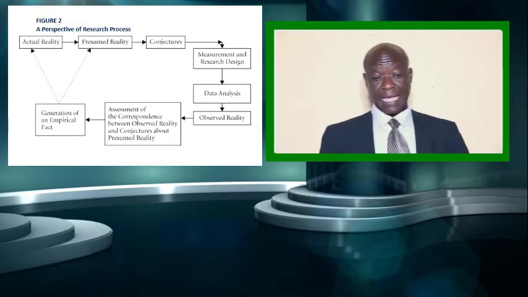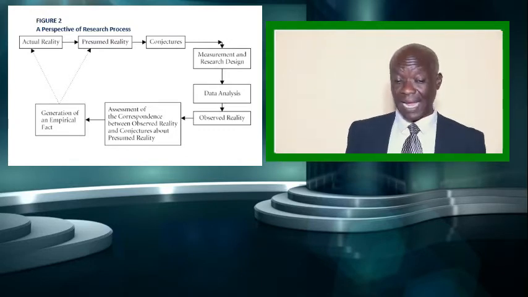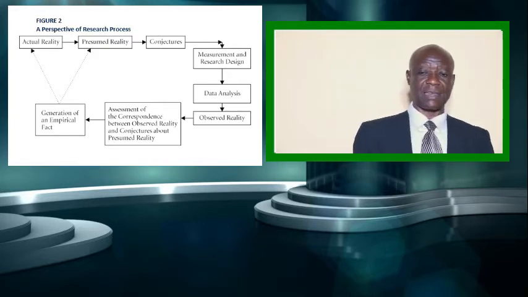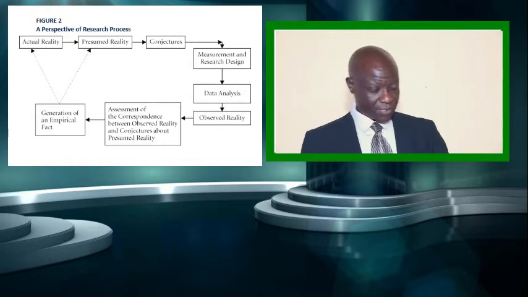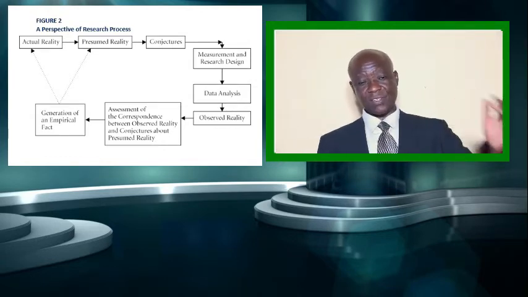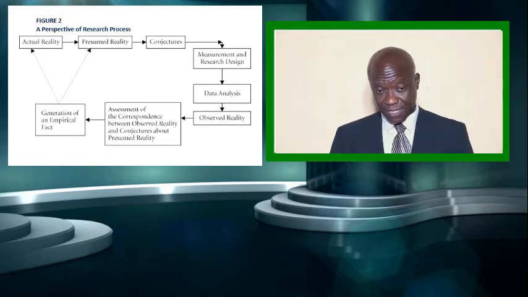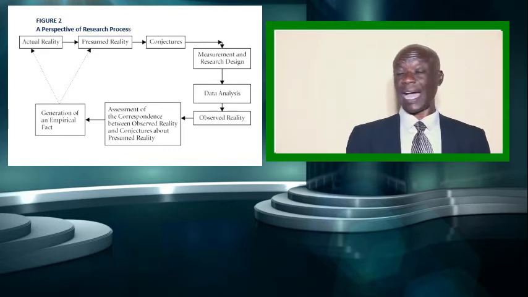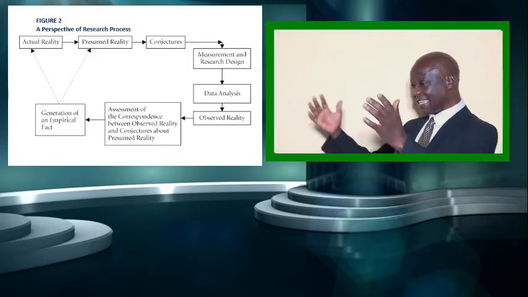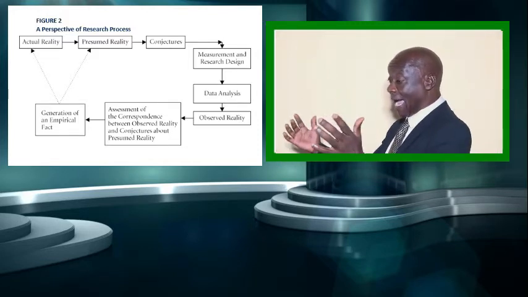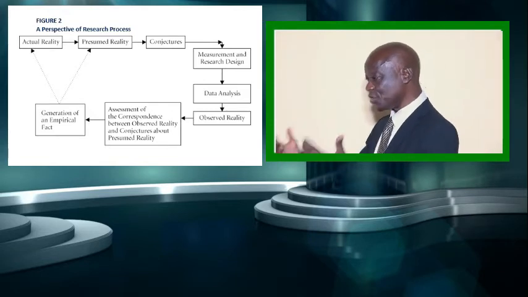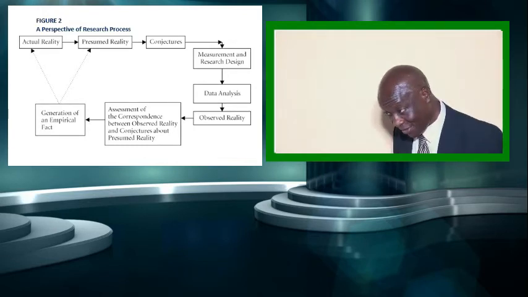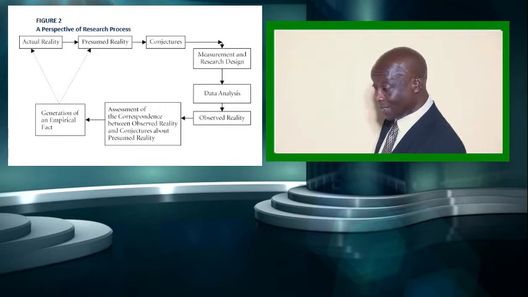And now, if there is a correspondence between the conjectures from the presumed reality and the pattern of the observed data, ladies and gentlemen, then the conjectures can be taken as empirically valid or as supported by the data. And each of these conjectures that is supported by data then provides one more piece of knowledge or empirical fact about the actual reality. And these empirically supported conjectures also add to the support for the presumed reality as an adequate or reasonable representation of the actual reality. So there are several ways, ladies and gentlemen, of doing it.